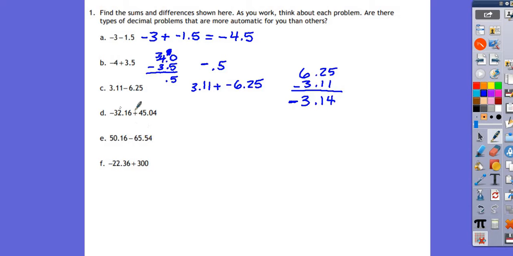Alright, D, I have addition. I have a negative and a positive, so different signs. So I subtract. I ignore the signs. I'm going to take the larger number, subtract the smaller.